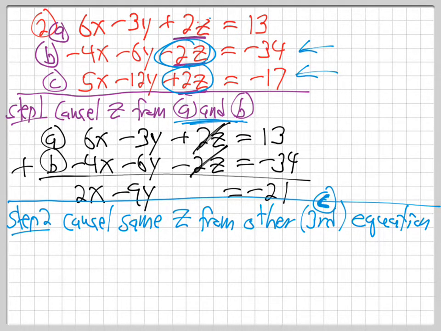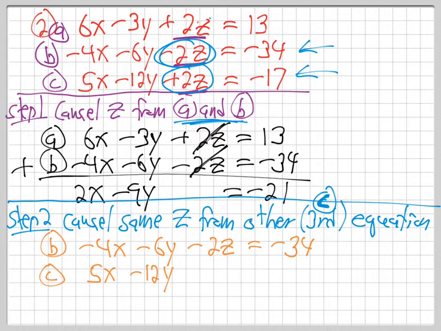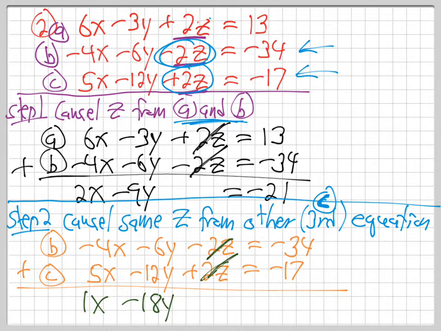So here we go. Equation B, minus 4x minus 6y minus 2z is minus 34, right? B is a true equation. The two sides are equal, so if I add it now to the next equation, equation C, if I add these together, then they have to be equal results also. So the z's cancel. So this is 1x minus 18y, and this is minus 51. All right, so there we go.